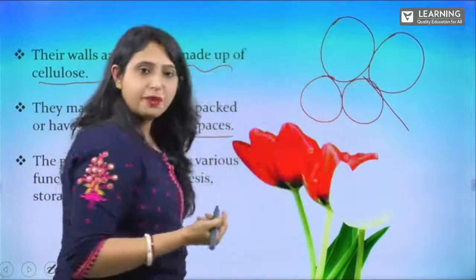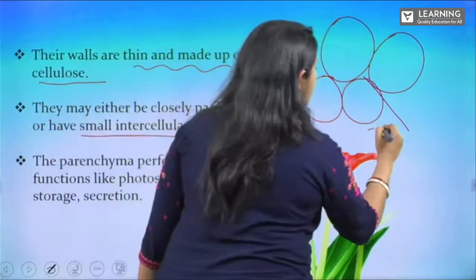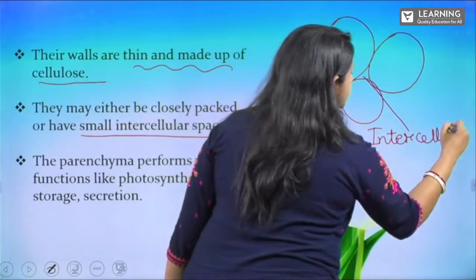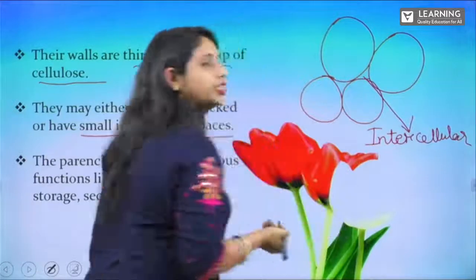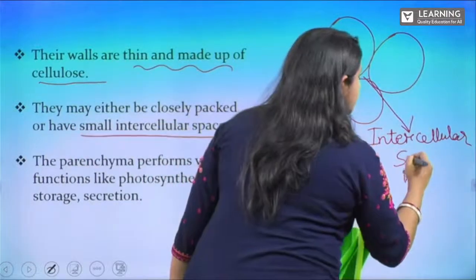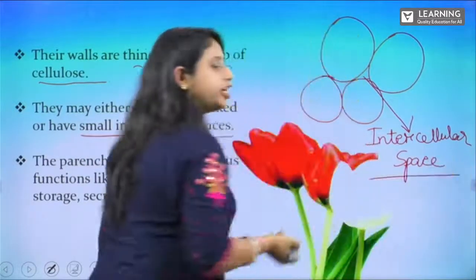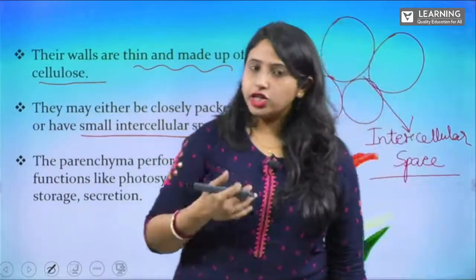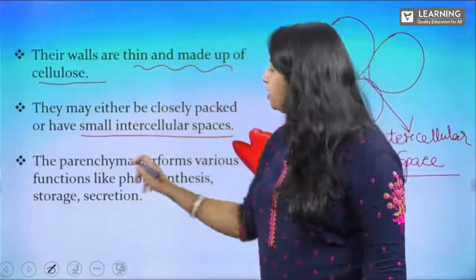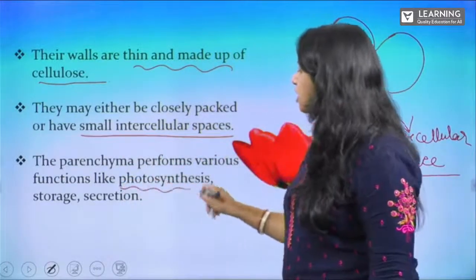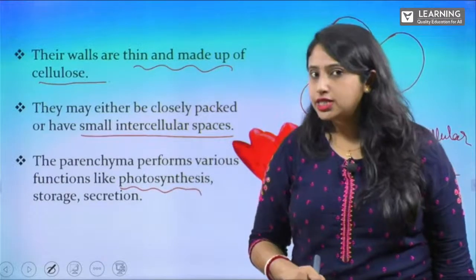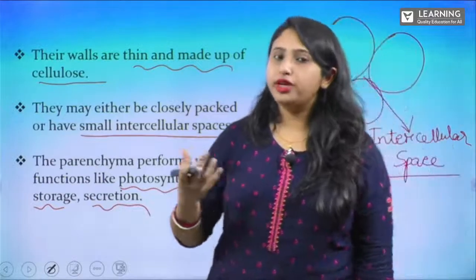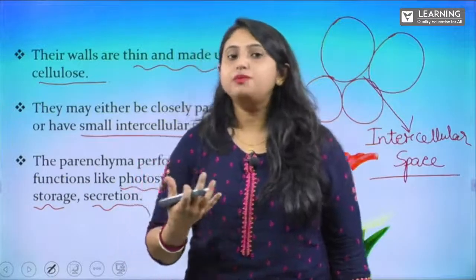Can you see this space? This space is called your intercellular space. So what is the function of this intercellular space? It helps in the transportation of minerals inside the cells. The parenchyma performs various functions. The most important function is photosynthesis, then storage and also secretion. In the potato cells also, you will see this parenchyma.